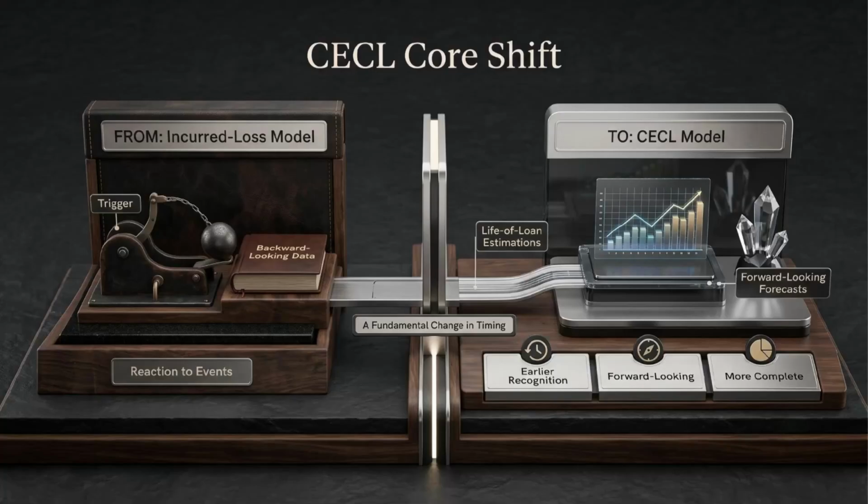The core shift under CECL is timing. Under the old incurred loss model, recognition waited for a triggering event. Under CECL, the entity estimates expected credit losses from origination or acquisition without waiting for a trigger. The estimate considers credit risk over the contractual term and uses past information, current conditions, and reasonable and supportable forecasts. So the mindset changes from reacting to a loss event to estimating expected collection risk earlier and more completely.